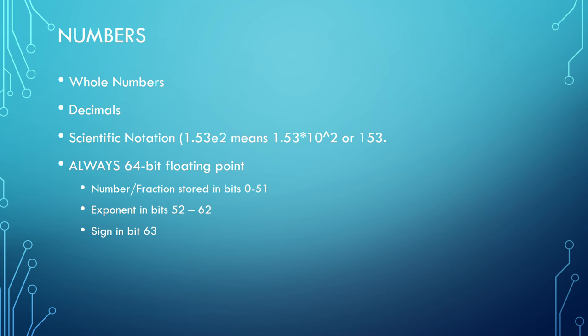The one thing about scientific notation, they use the lowercase e. Typically in your math classes we use the capital E, or we just write times 10 to the power of. But 1.53 lowercase e2 is going to move the decimal spot 2 places to the right. Numbers are stored in 64-bit floating point, so bits 0 through 51 store the number or fraction, and then the exponent is stored in bits 52 to 62, and the sign is stored in bit 63, so positive or negative.